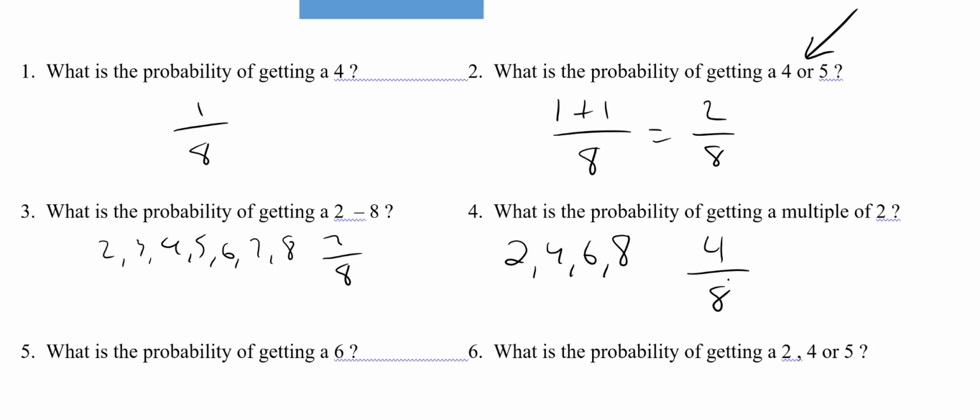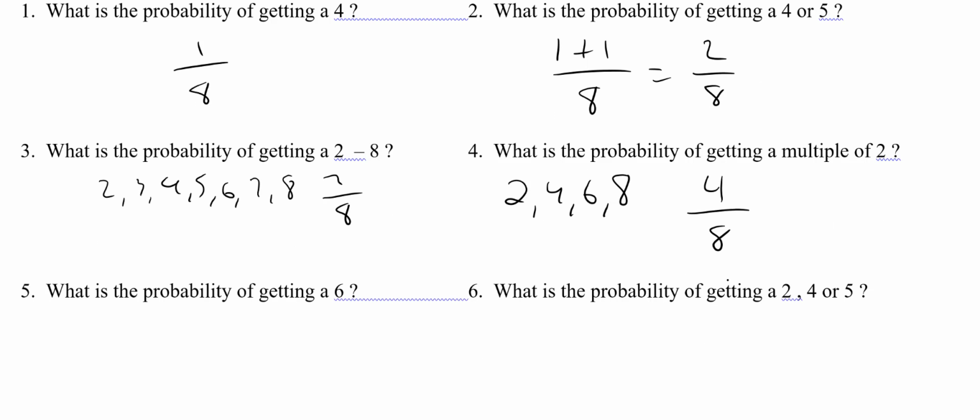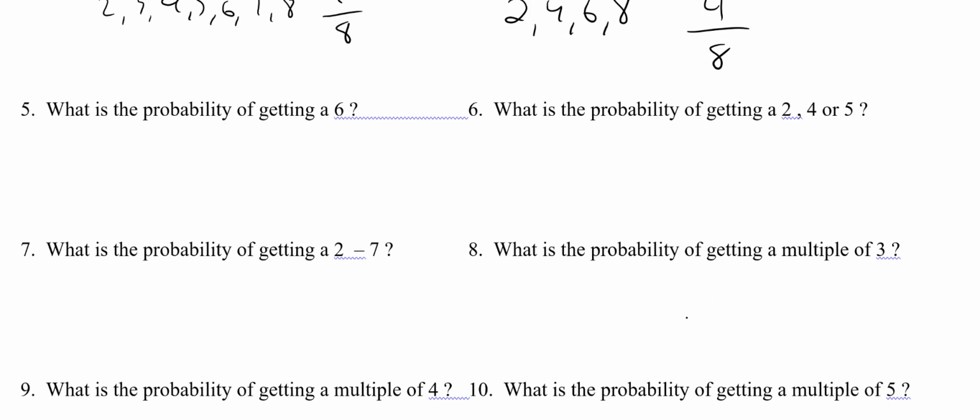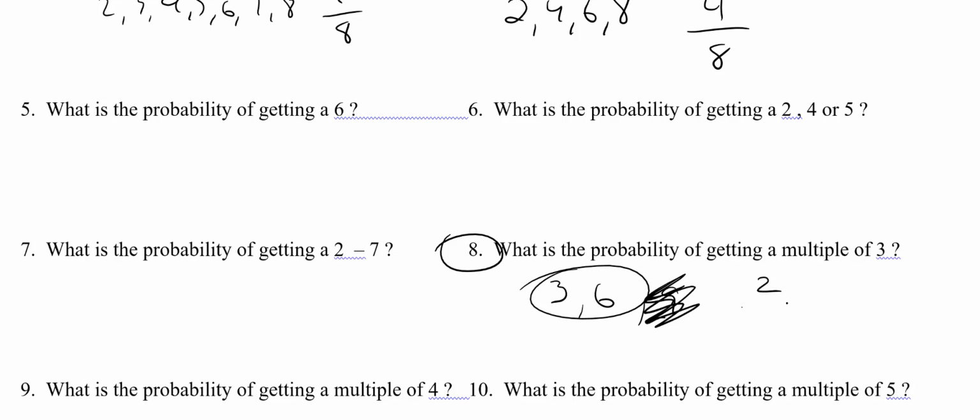All right? So, like I said, this is a pretty fast lesson here. I did 4 of them. You guys should do the next 6 here, okay? I will do one more with you, though. It says, what is the probability of getting a multiple of 3? This is number 8, okay? So that just means you're going to get a 3. That's a multiple of 3, or a 6, or a 9, but not really 9 because there's no 9 on the spinner. So it's just 3 and 6. So it's 2 out of 8 is your answer.